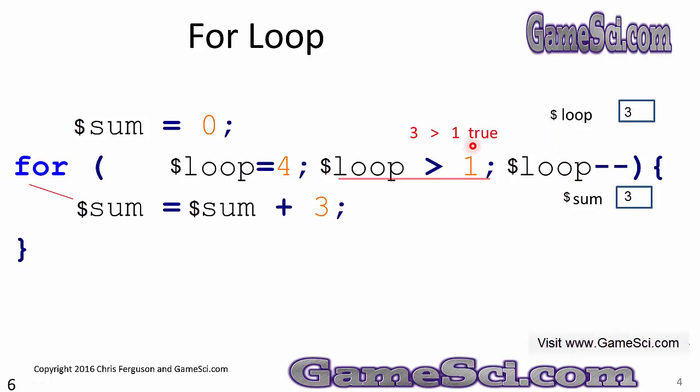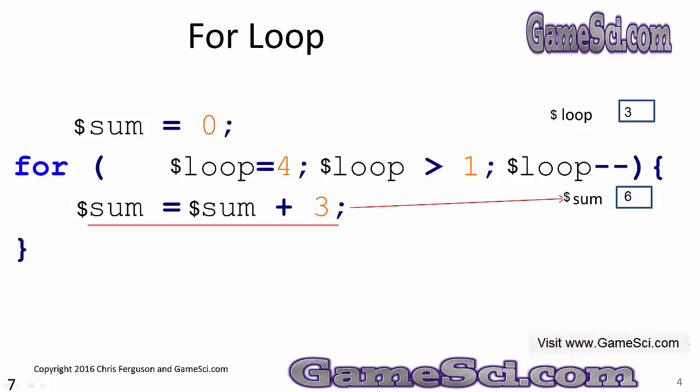and test it again. 3 greater than 1 is still very much a true statement. As a true statement, we are going to go inside the for loop and execute it again. Inside the loop, sum equals sum plus 3. Going to change our variable sum to a 6. After that executes, we'll hit the end of the loop. You hit the end of the loop, you spin back up to the for statement.